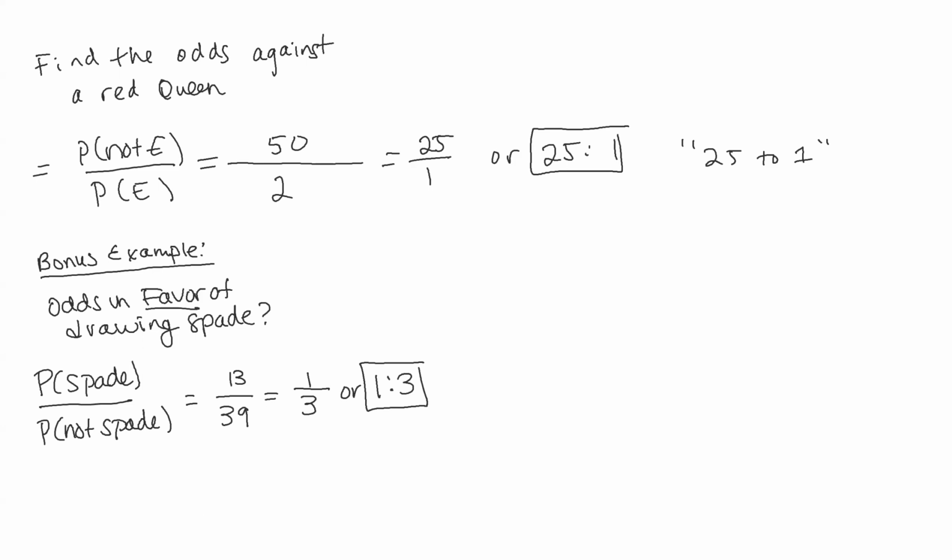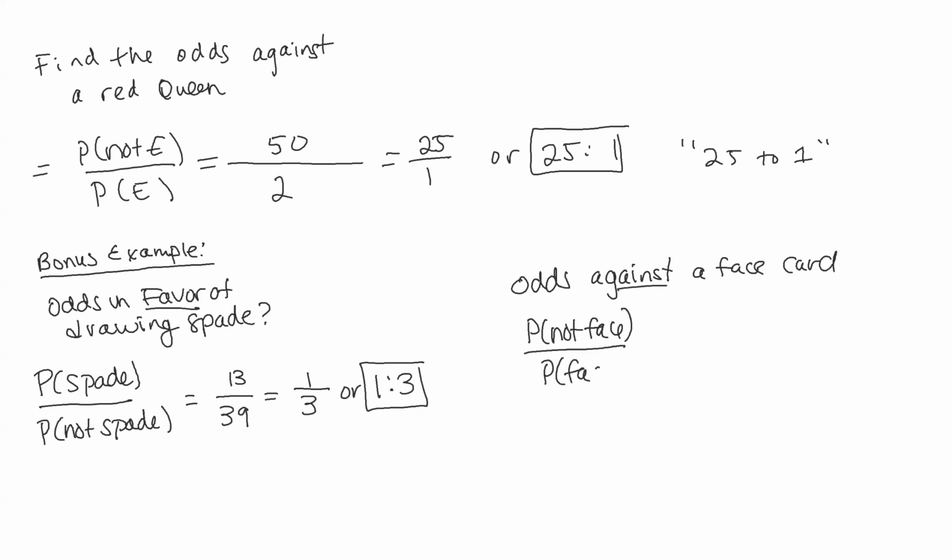Let's do another bonus example. Let's do the odds against a face card. Okay, so that's going to be the probability that you don't get a face, because we're doing odds against, divided by the probability you do get a face. Now ask ourselves, how many ways do we draw a face card? Well, face cards are queens, kings, and jacks. There are 3 face cards for each suit. There are 4 suits. So that means there are 12 face cards. Now, if there are 12 face cards and there are 52 cards total, if 12 of them are faces, 40 of them are not. Okay?